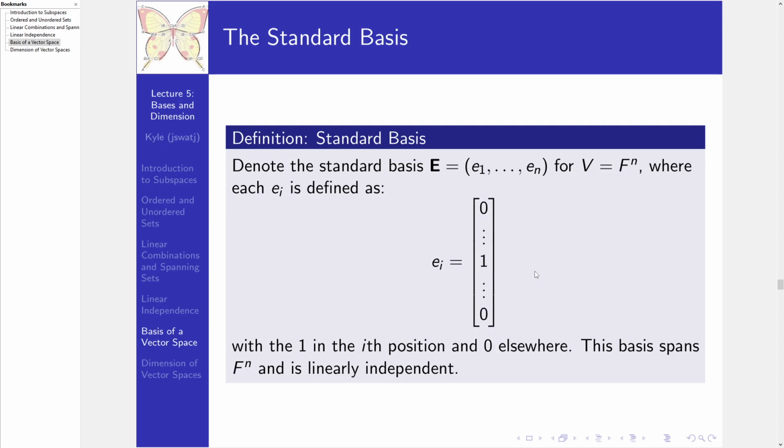This basis here spans all of F^n. This is in part a definition, but also, I guess you could say, an example as well. I think other books probably write this as an example. It's also linearly independent, as we saw before. With R3, we had E1, E2, E3. So it's the same concept.